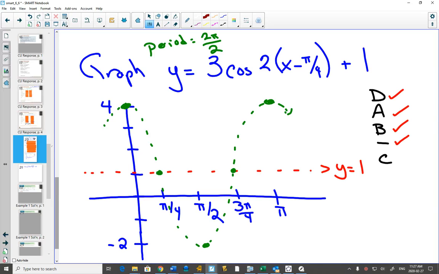So that's why we draw that period on our x-axis and divide it into 4 equal sections, so that you can do that max, centerline, min, centerline, max, centerline, min, centerline, and it would keep on going forever.